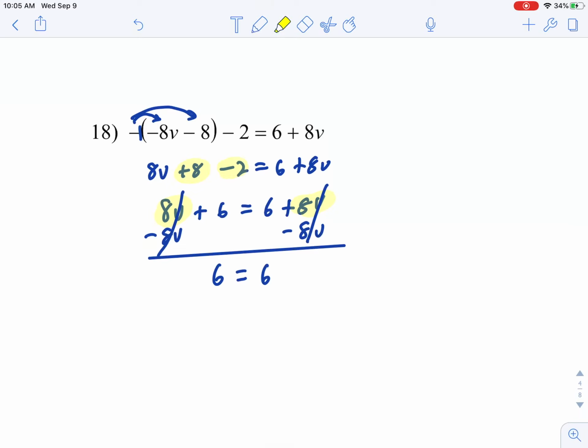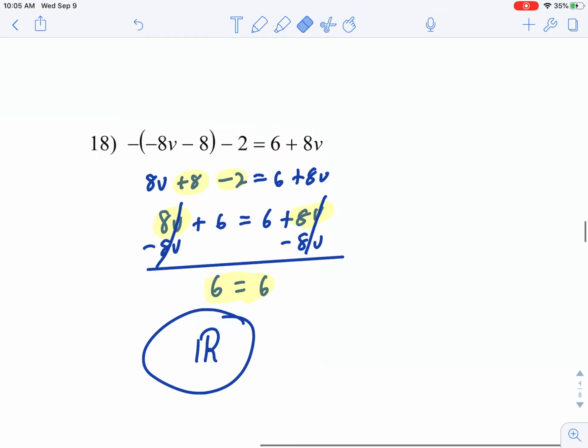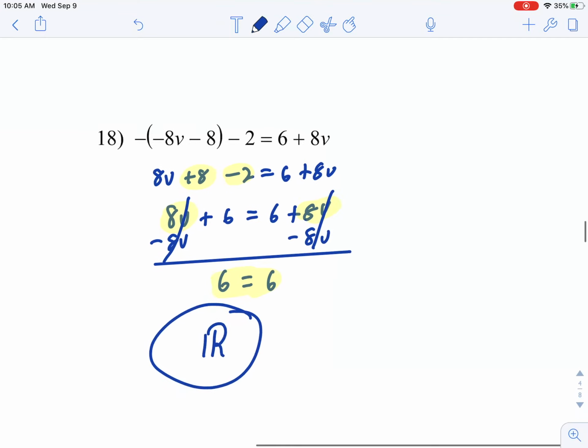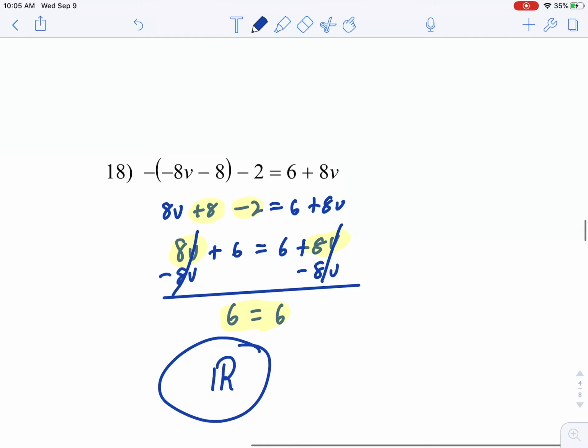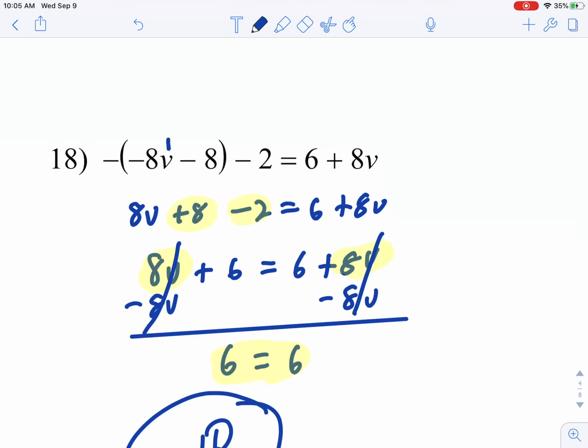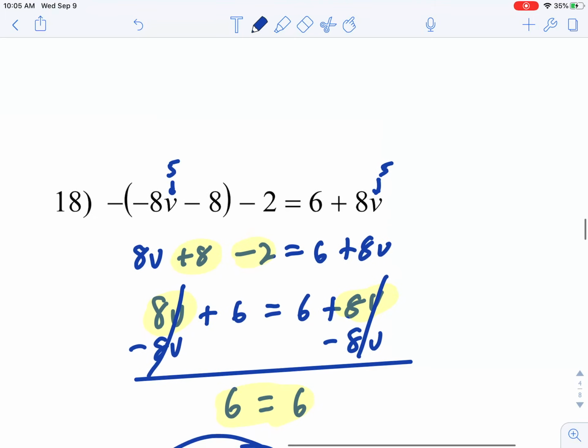Then you ask yourself the same question. Does 6 equal 6? Yes, it does. That means this is an all real numbers problem. So all real numbers is your answer, as you saw when we checked it down below. That means you can pick any random number, plug it in, and it will work. I'm going to pick 5. We'll just plug in a 5 for v. It's just some random number. Guaranteed it will work. So we get negative 8 times 5 minus 8 minus 2.